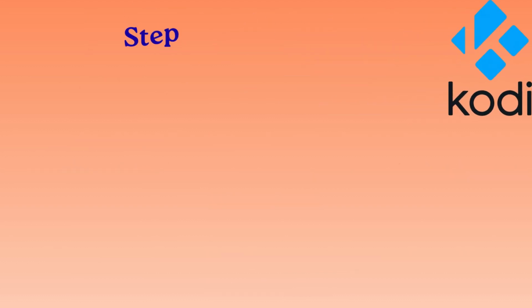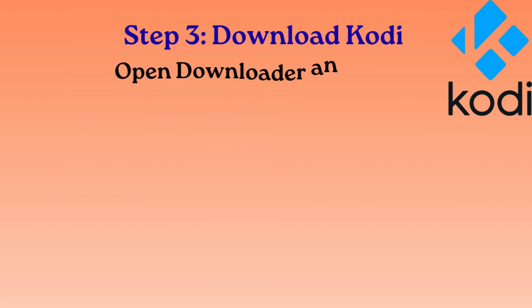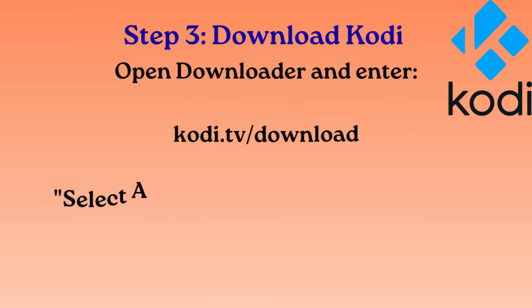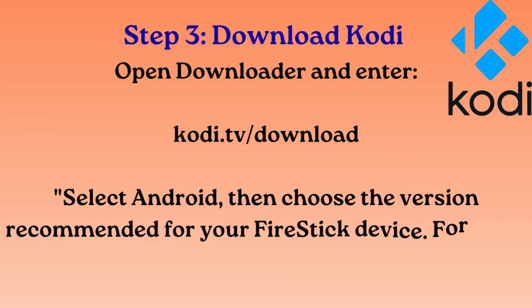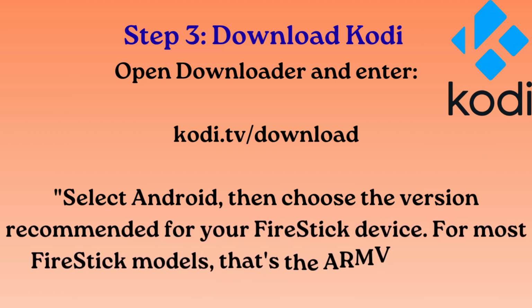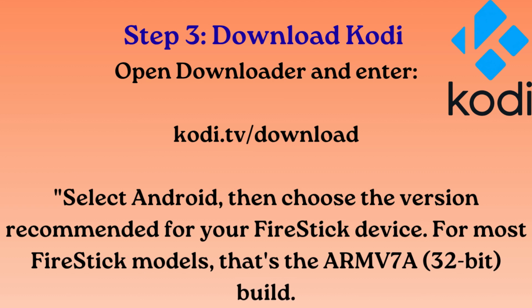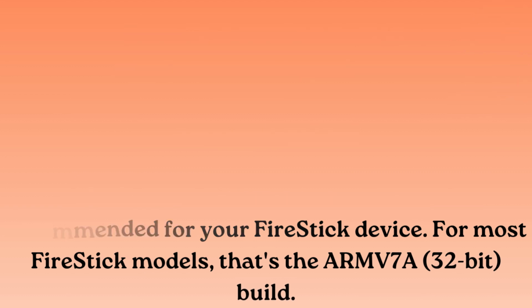Step 3. Download Kodi. Open Downloader and enter kodi.tv/download. Select Android, then choose the version recommended for your FireStick device. For most FireStick models, that's the ARMv7A, 32-bit, build.